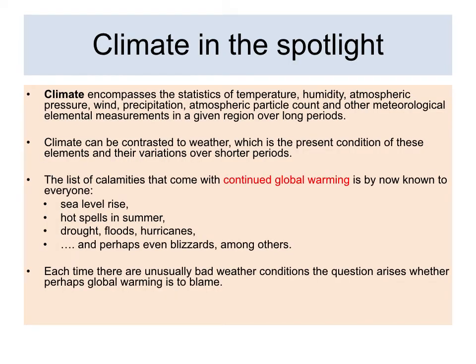So we'll see what is the present status we are experiencing in the climate, and why climate change has become a major topic these days. Climate encompasses the statistics of temperature, humidity, atmospheric pressure, wind, precipitation, atmospheric particle count, and all other meteorological element measurements in a given region over a long period. That is the climate. More detailed descriptions of that follow.